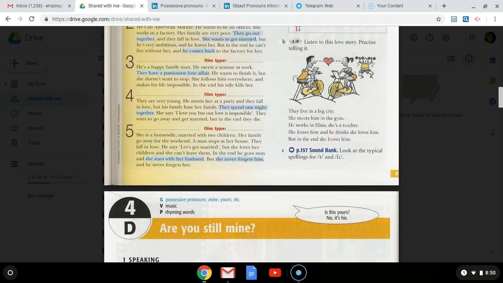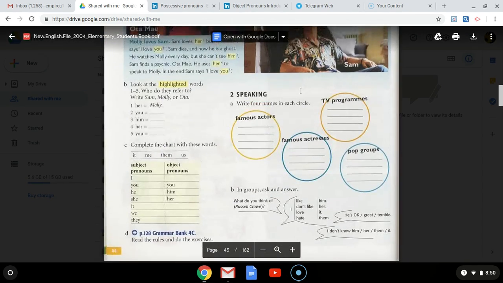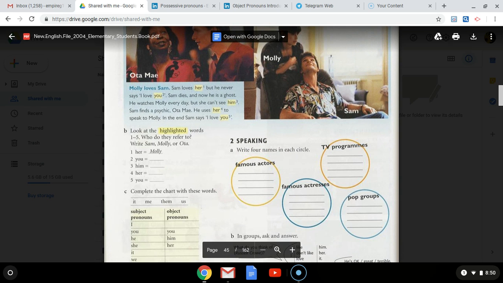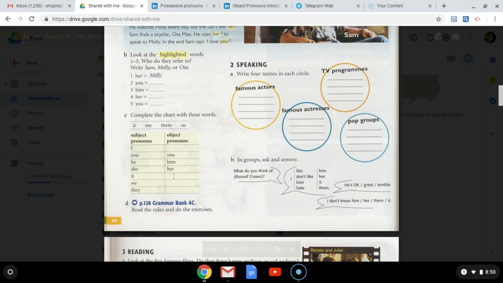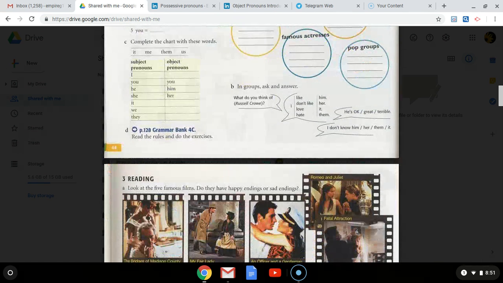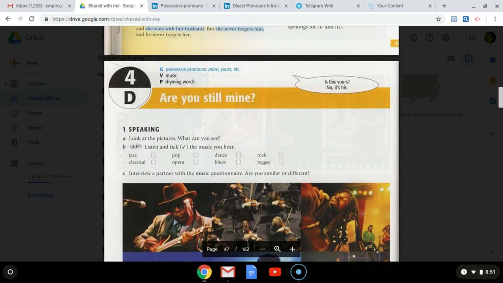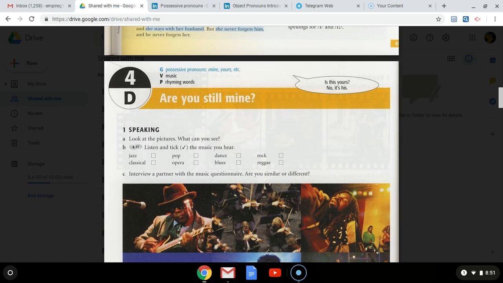In our previous lesson last week, we talked about object pronouns, okay? Object pronouns like you, him, and her. These are some of the examples, but we're going to talk about more object pronouns later on. Now, aside from this, we are also going to talk about possessive pronouns. I'm going to show you the difference between possessive and object pronouns.